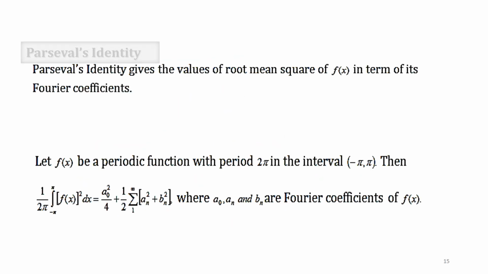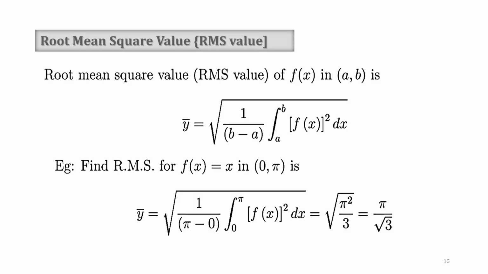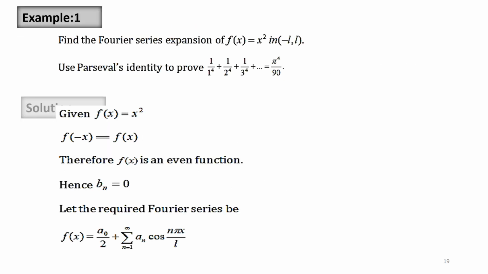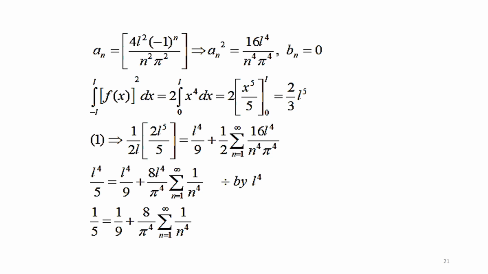Okay, y bar formula. So here you have to find the value of y bar, root of 1 by b minus a integral from a to b of f of x the whole square into dx. So you have to find the value, then you have to substitute it in the equation, like I have the formula, right? a naught square by 4 plus 1 by 2 summation n is equal to 1 to infinity a n square plus b n square. You have to substitute it here. Then you have to find a naught square value. Then bn becomes 0, so an square value you have to find. Then substitute all the values in the equation and solve.